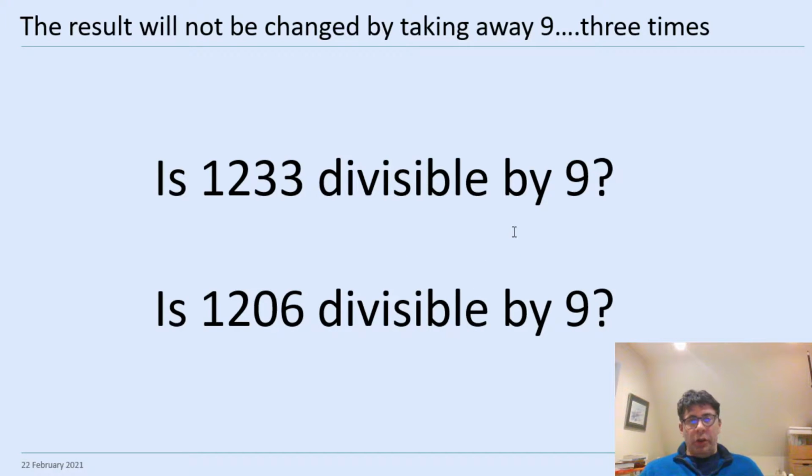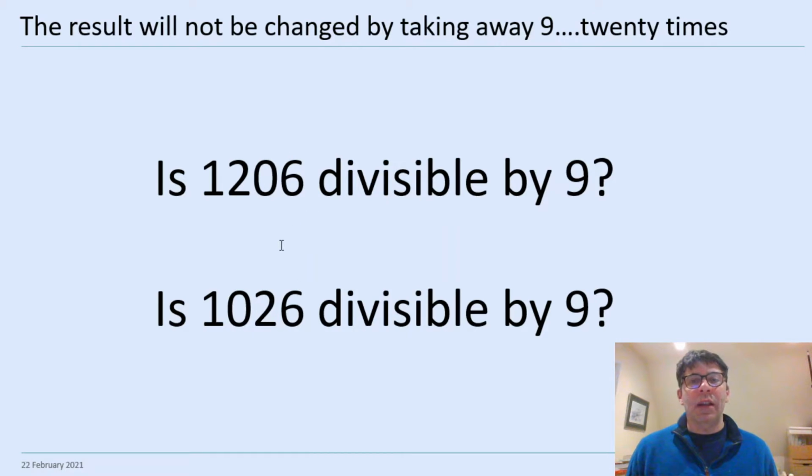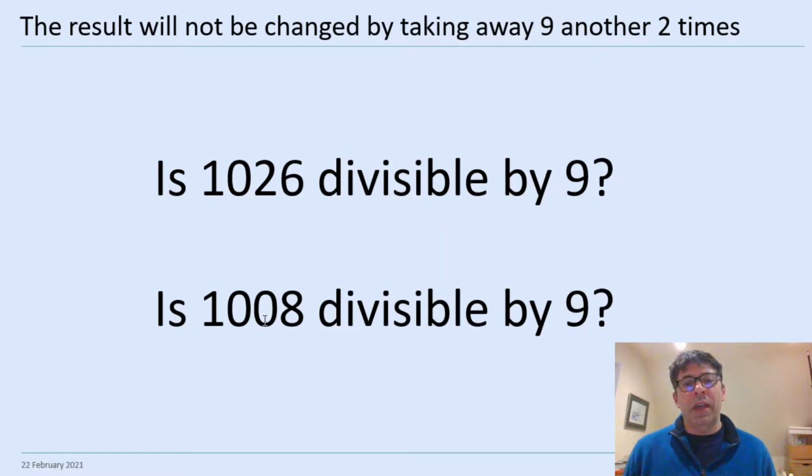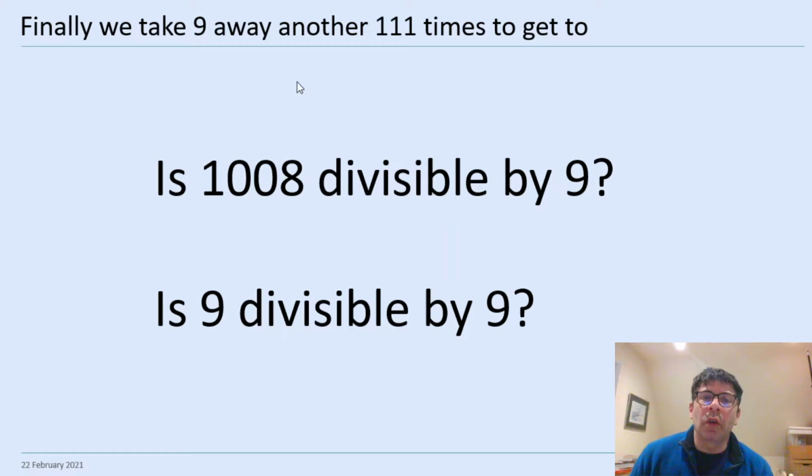But we can actually work this through using this insight by taking away 9. If we take away 9 three times, we take away 27, so we get rid of the 30, but we add on 3 more. So we basically just move the 3 from the 30s column and add it onto the units column. Then if we take away 9 20 times, we move the 2 from the hundreds to the tens. And we take away 9 another 2 times, and we move the 2 from the tens column to the units column, so it's 1008. Finally, we take 9 away another 111 times, which tells us that 1008 is divisible by 9 if and only if 9 is divisible by 9. Now, is 9 divisible by 9? The answer is a definite yes.